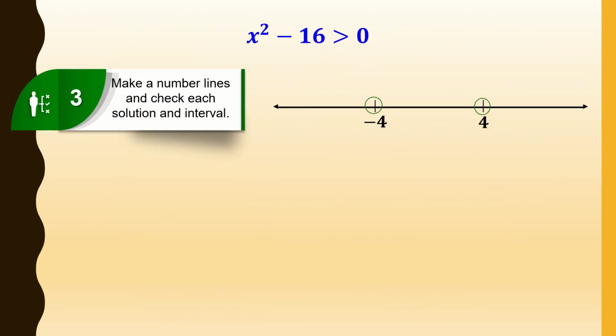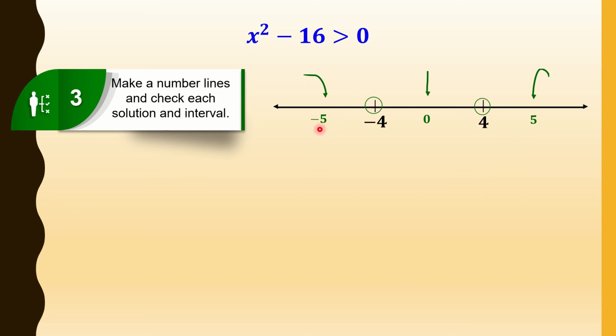So let us try our intervals. For negative 4 up to negative infinity, I'll be choosing negative 5. For points between negative 4 and positive 4, I'll be choosing 0. And for points from positive 4 up to positive infinity, I'll be choosing positive 5. Again, you may choose any points that you want as long as they are between the given points here.